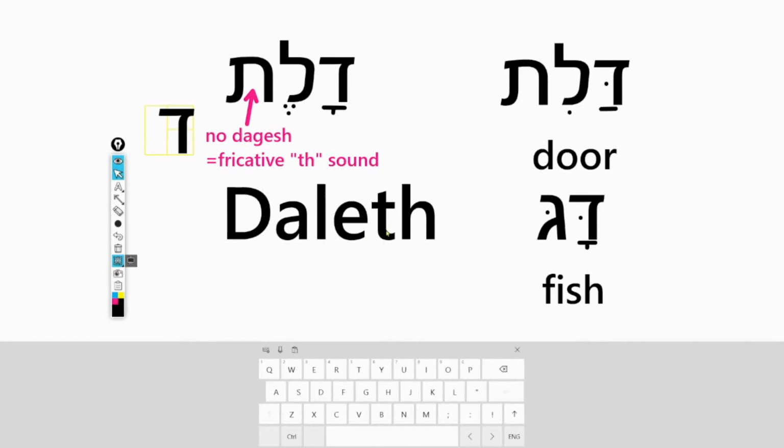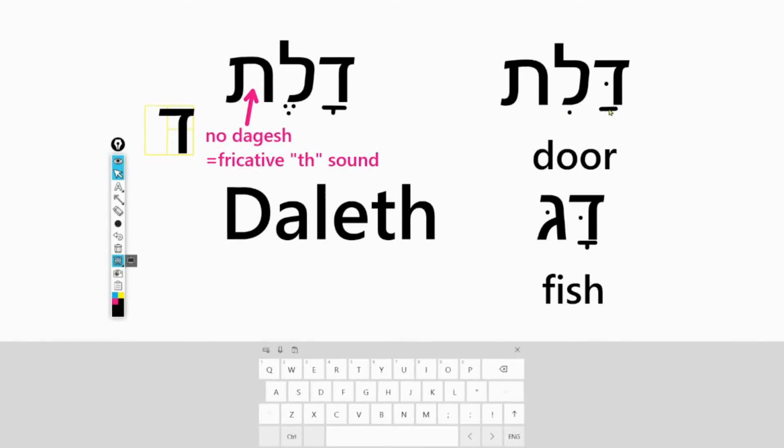Now in modern Hebrew, whether it's Dalet or Daleth, it doesn't matter. In the ancient Hebrew, they paid attention to the sound. So I'm going to pay attention too, just because that's the way it is. Okay, Daleth can be door. Look at the difference between Daleth and Daleth.